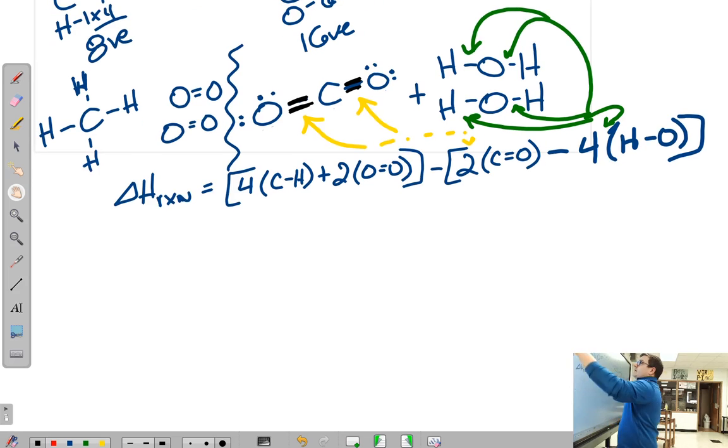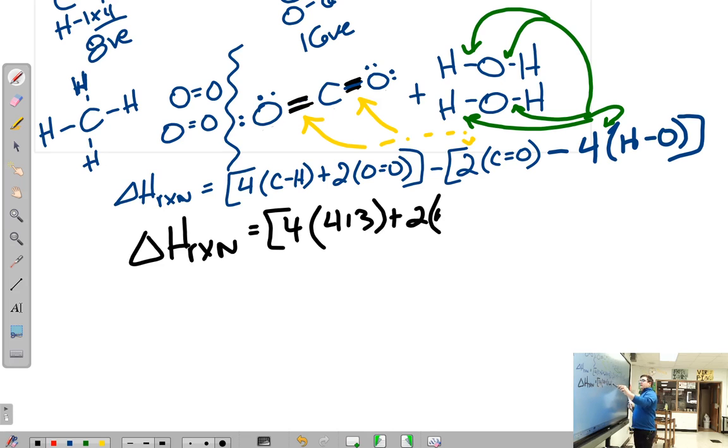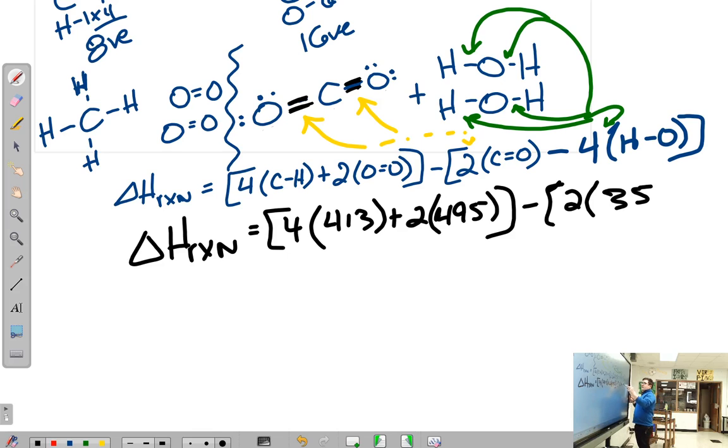All we can do is plug in our numbers now. We're on our way to victory. Delta H of the reaction equals 4 times carbon hydrogen, which is 413, plus 2 times 495, minus 2 carbon oxygen double bond, 799. What did I do wrong, Evan?